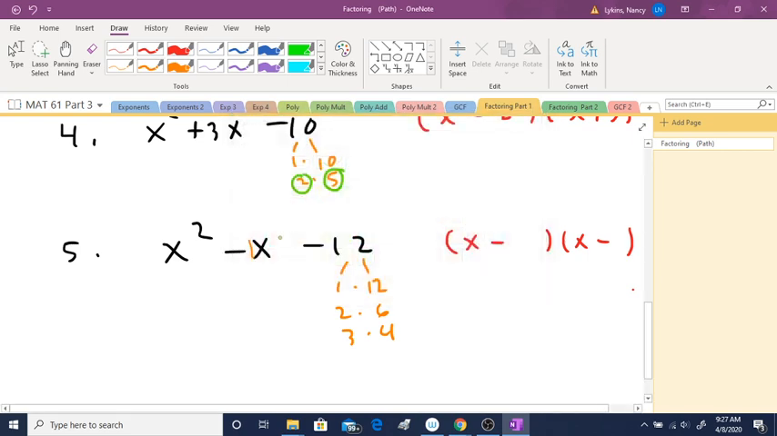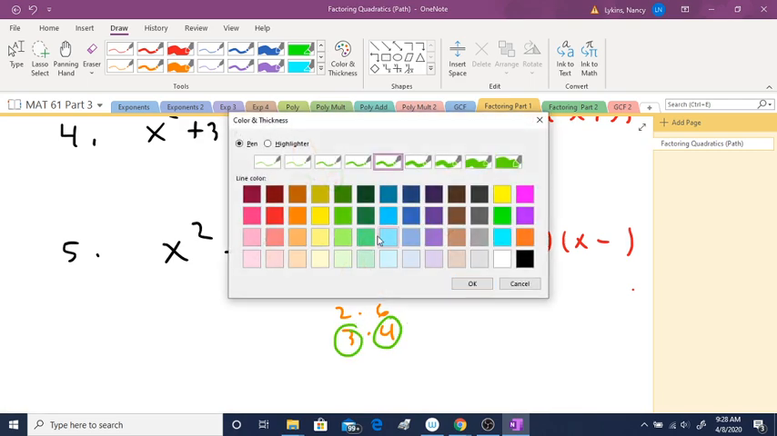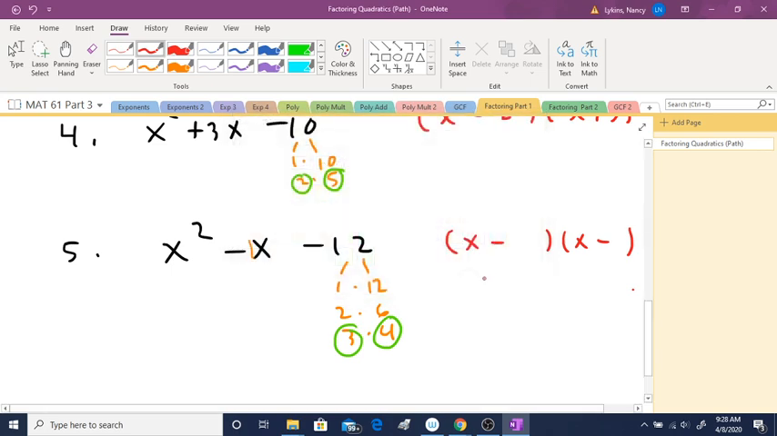Since this is a minus right here, that means I'm going to subtract them. Well, 12 minus 1 or 1 minus 12 does not give me a negative 1. Same thing with 2 and 6. That gives me either a 4 or a negative 4. Well, let's look at 3 and 4. The difference in there can be a negative 1. And to get a negative 1, that 4 has to be the negative and the 3 has to be a positive, because negative 4 plus 3 gives me that negative 1.